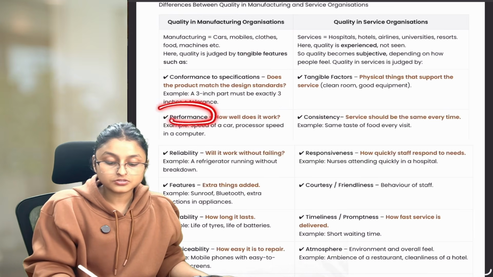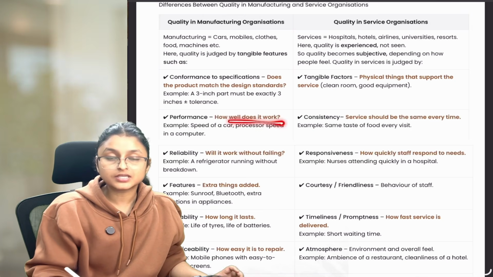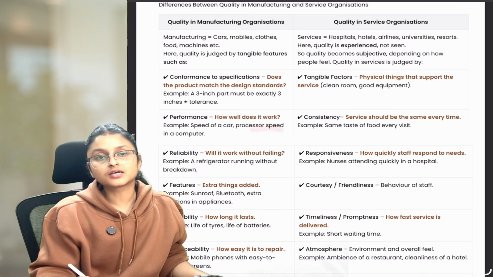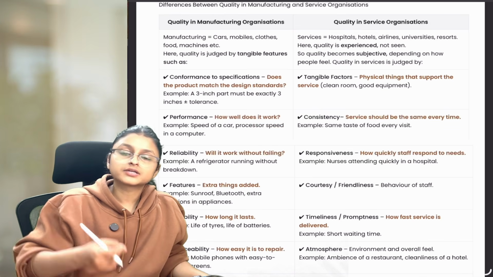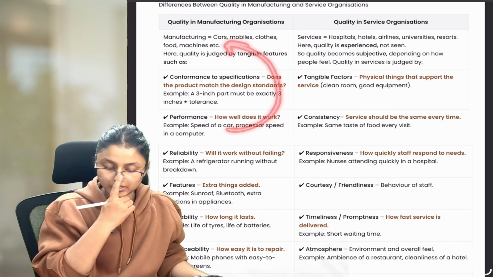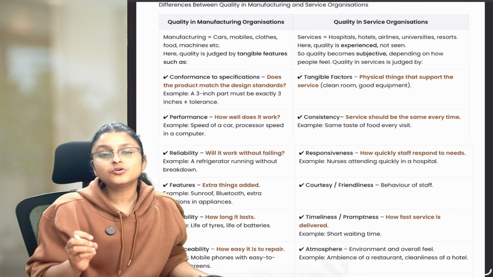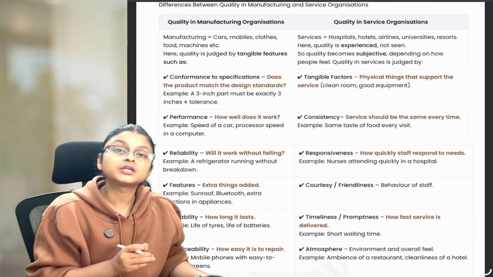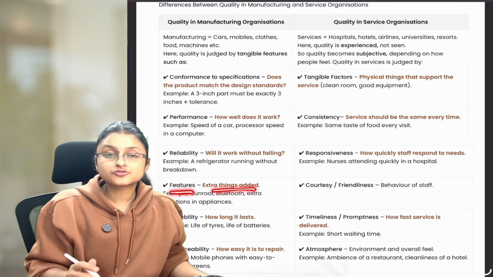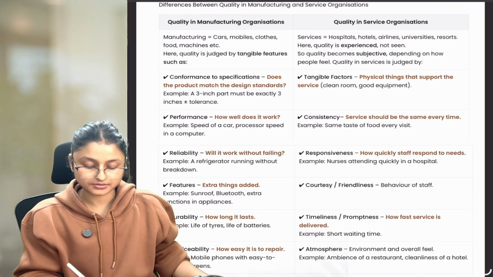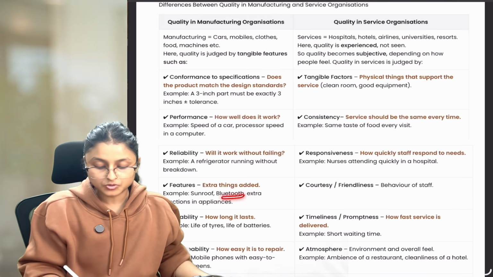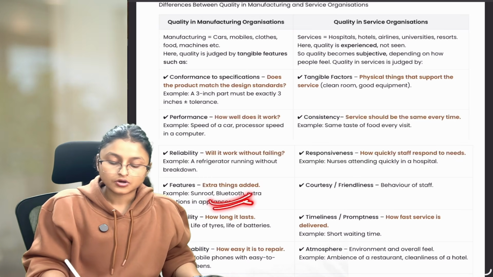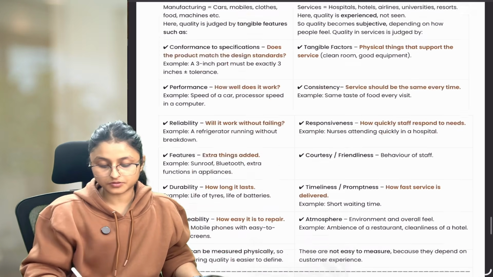Performance: how the product is performing, how it is able to perform its functions, like the speed of a car or processor speed in a computer. On the basis of how the product is performing, quality is also judged here. Reliability, how dependable that product is. A refrigerator running without breakdown is a dependable product. Features, the extra things which that particular product provides us, like a sunroof in a car, Bluetooth, or an extra function provided in your appliances. These are some extra things on the basis of which we judge the quality of the product.